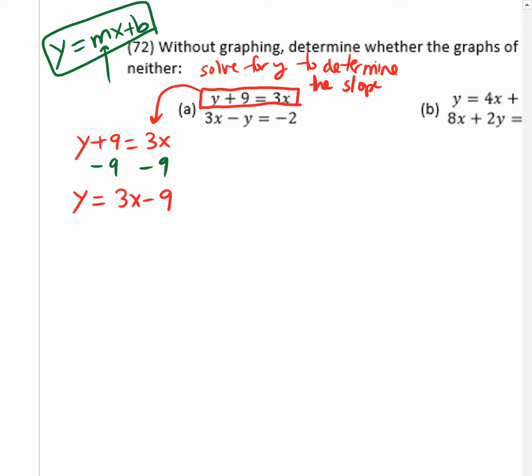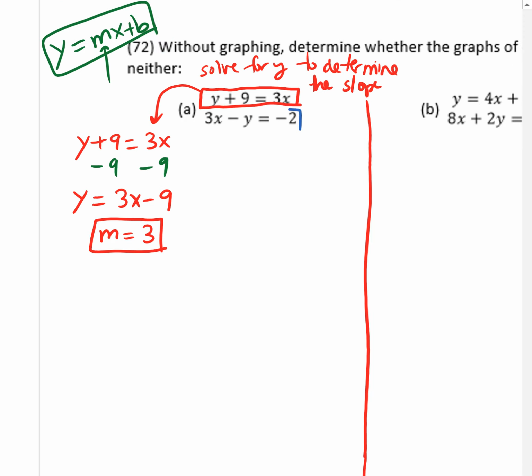Now that it's in that form, I could identify the y-intercept if I wanted to, but really what matters here is the slope. Because I just need to compare slopes to tell if two lines are perpendicular or parallel or neither. So there's the first guy. What about the second guy? I want to see what his slope is.